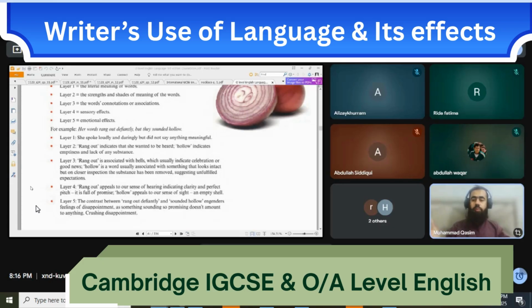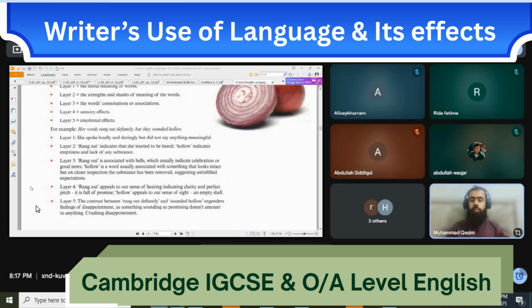At layer three, what was layer three? Words' connotations and associations. Rang out is associated with bells, which usually indicate celebration or good news, and hollow is a word usually associated with something that looks intact, but on closer inspection, the substance has been removed. Apparently it seems it's filled with something, but inwardly it's empty. That is the meaning of hollow. There is also a famous poem by T.S. Eliot called The Hollow Men, suggesting unfulfilled expectations.